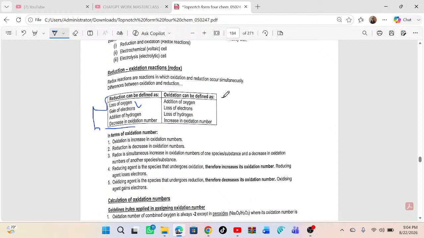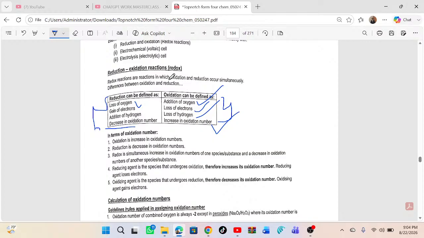Then oxidation, we can define oxidation in these four ways. Number one is addition of oxygen. Number two is loss of electrons. Number three is loss of hydrogen, and then number four is increase in oxidation number. Meaning that I do advise students that wherever you see these things are opposite or contradicting, always stick with one. Shika tu moja. The other one will automatically be the opposite of the other.